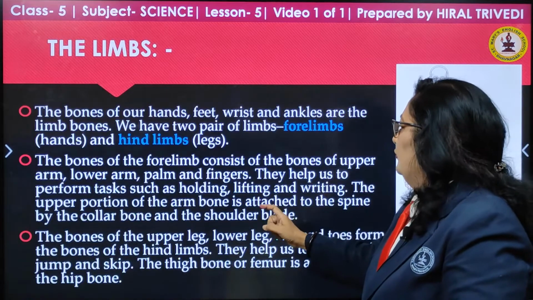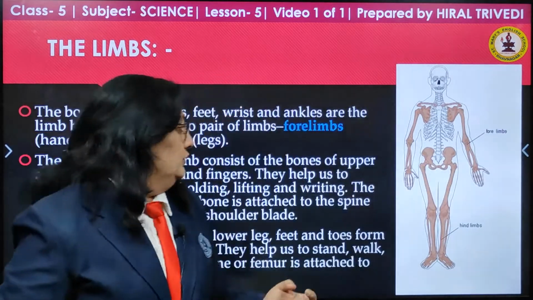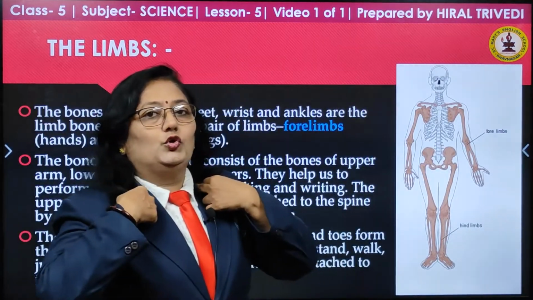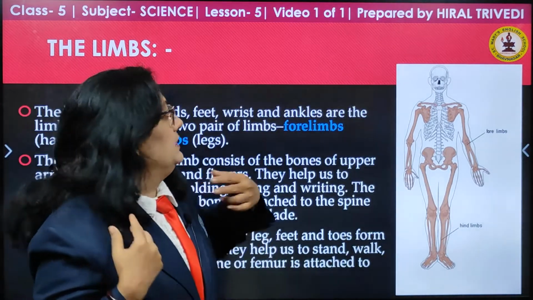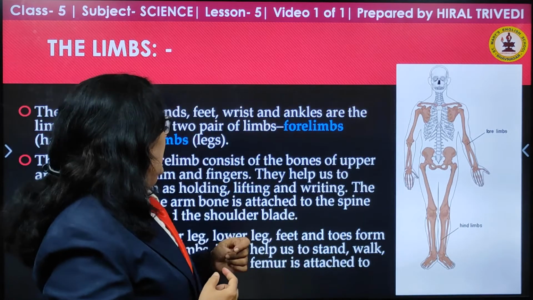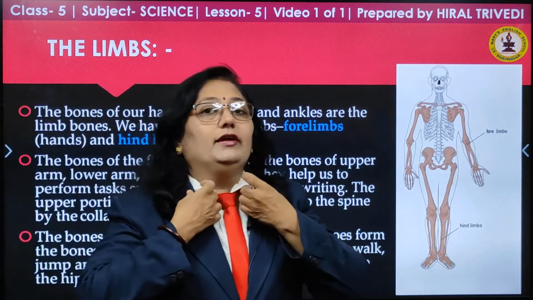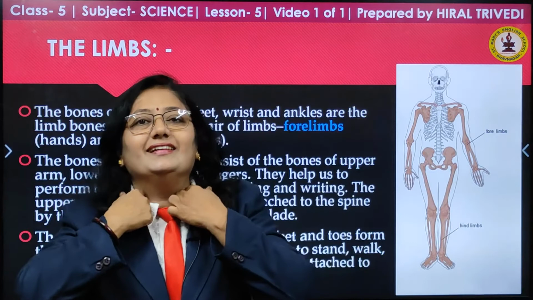The upper portion of the bone is attached to the collarbone and the shoulder blade. So these are the shoulder blades. You just touch here, you can feel the bones, the shoulder blades. Yes, that is the shoulder blades, and it is attached to the collarbones. Why do we have the name collar? Because here we have the collar bones. In the 5th class you are going to learn why we say collar. Next, the bones of the upper leg, lower leg, feet and toes form the bones of the hind limb.